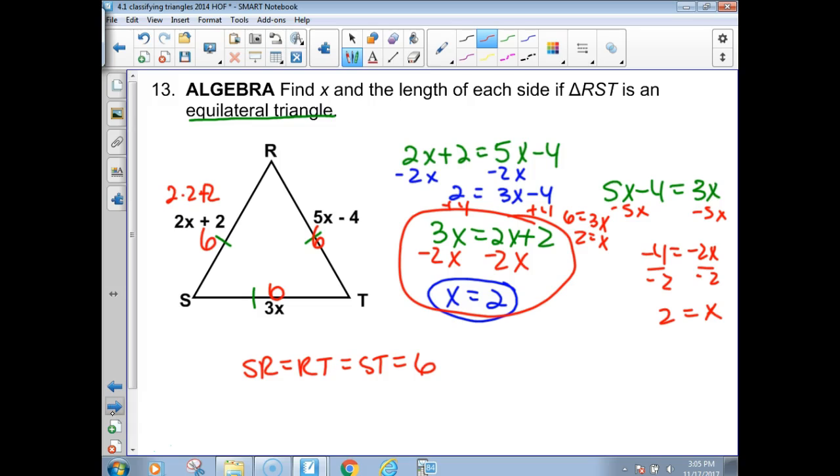No, it's not. Triangle RST doesn't equal 6. All the sides of triangle RST are 6. Oh, the perimeter would be 18. Okay, that's true. But if it's asking you the side length, each side has got to be 6.